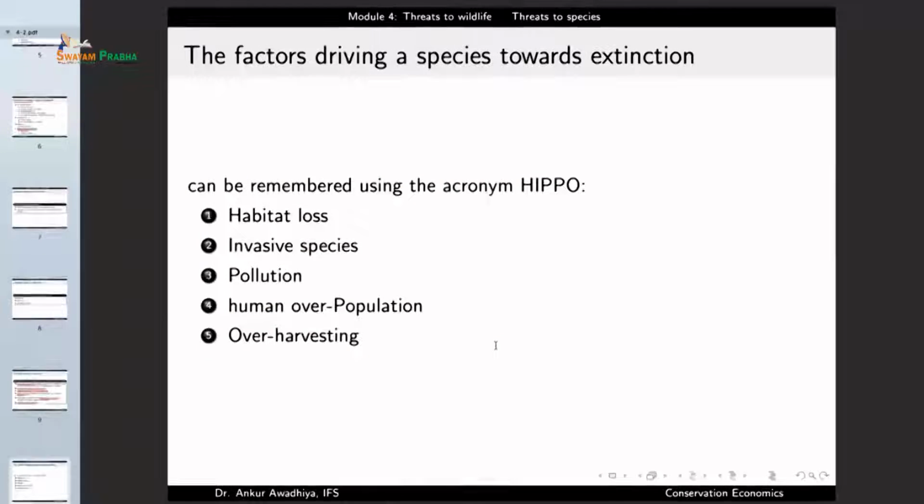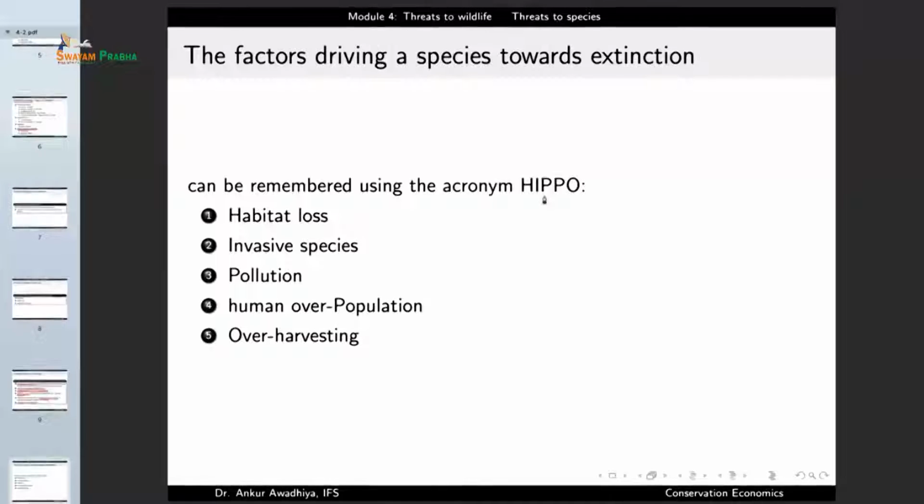Now, the factors that drive a species towards extinction can very easily be remembered using the acronym HIPPO. The first H refers to habitat loss. If a particular species does not have suitable habitat, it will not have a place to live, and this factor will push the species towards extinction. I refers to invasive species. If invasive species come to the habitat of your species of interest, they can lead to the degradation or loss of the habitat.